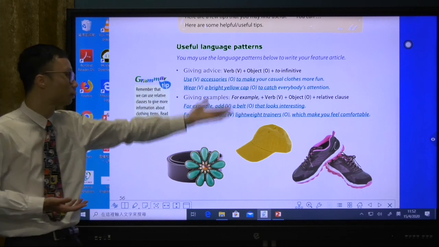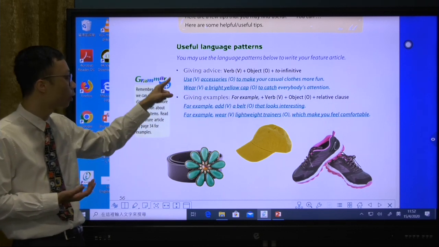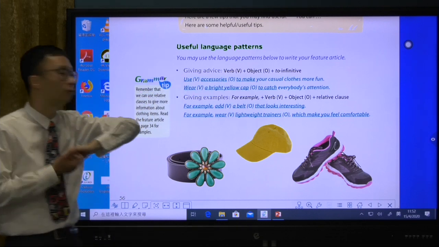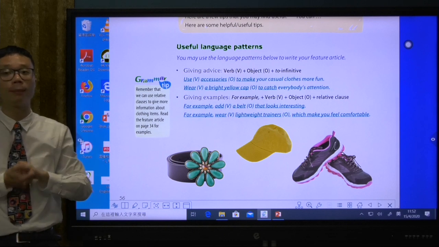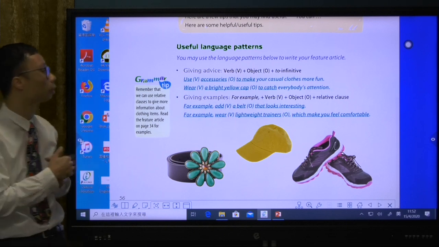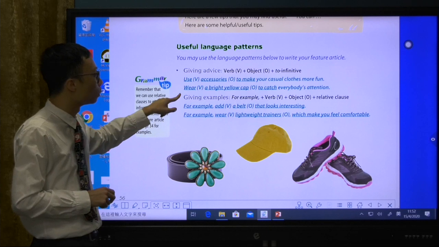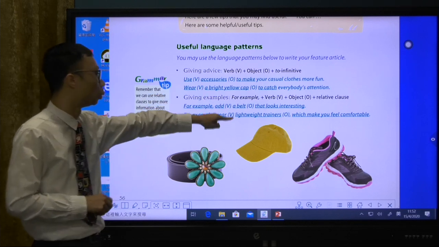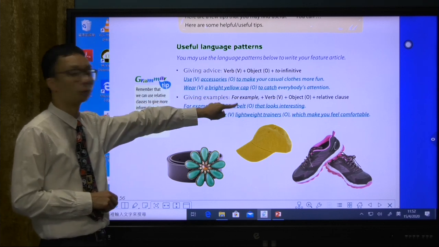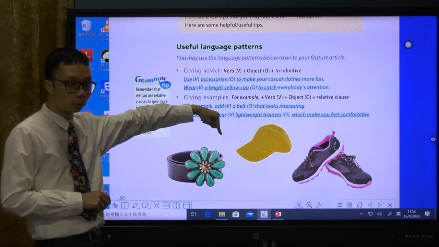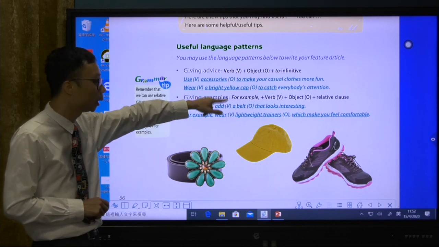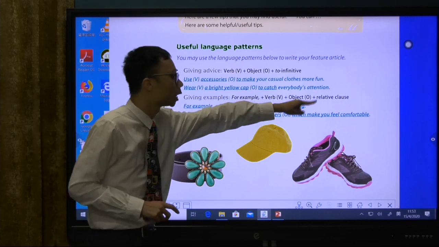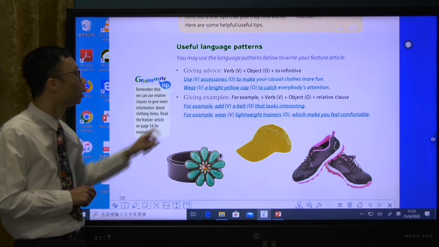So that's an alternative way to say the same thing. Instead of saying "you should use", which is boring, change it to a verb, object and to-infinitive. Understand? Because it avoids you always starting with "you". Okay, and then the next one, give an example. You can say "for example", or remember what else can we use? The word beginning with I. For instance. Besides "for example", you can also write "for instance". And then it's a verb and object, plus a relative clause.